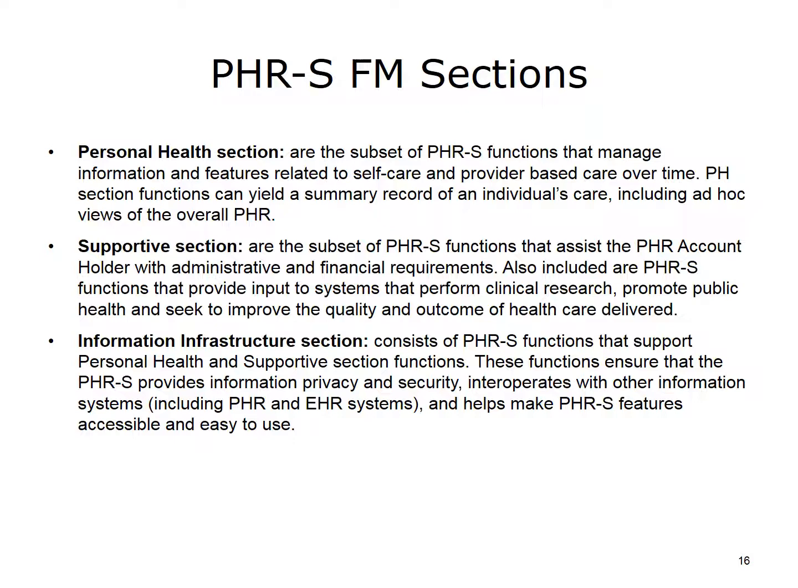Information Infrastructure section contains functions that support personal health and supportive section functions. These functions ensure that the PHR-S provides information privacy and security, interoperates with other information systems, including PHR and EHR systems, and helps make PHR-S features accessible and easy to use. These are functions that ensure the reliability, confidentiality, and security of the PHR and are an important foundation for any system.